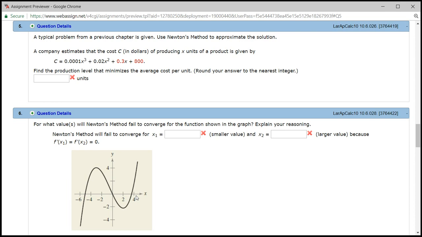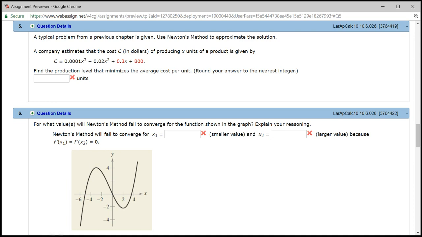All right, let's look at homework 10.6, problem number 5. It says: a typical problem from a previous chapter is given, use Newton's method to approximate a solution. A company estimates that the cost of producing x units of a product is given by this cost function, and we need to find a production level that minimizes the average cost per unit.